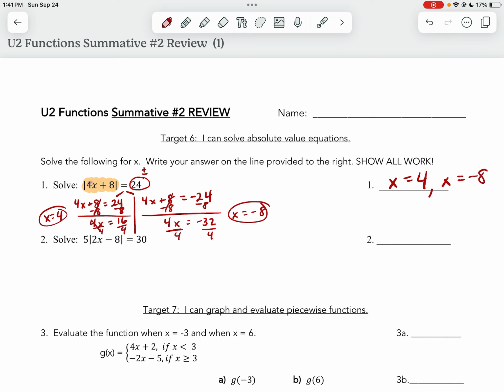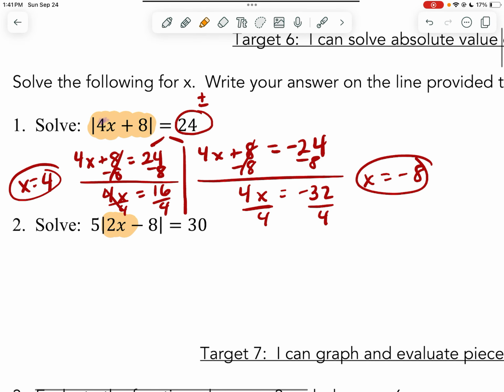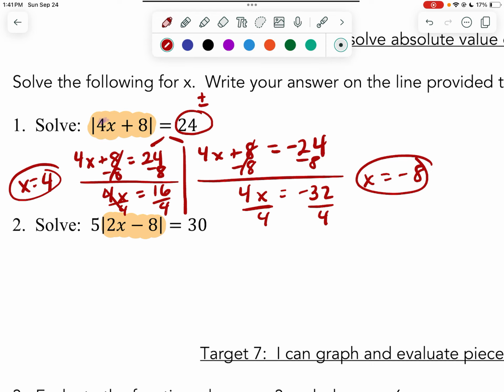Okay. Now in number 2, so here is the absolute value expression. There's a 5 on the outside, so that one we have to get rid of the 5 first. So in this case, I would divide by 5, because that's 5 times the absolute value. So then divide by 5. So then we'll end up with the absolute value of 2x minus 8 equals 6. And now the absolute value part is all by itself, which is good.